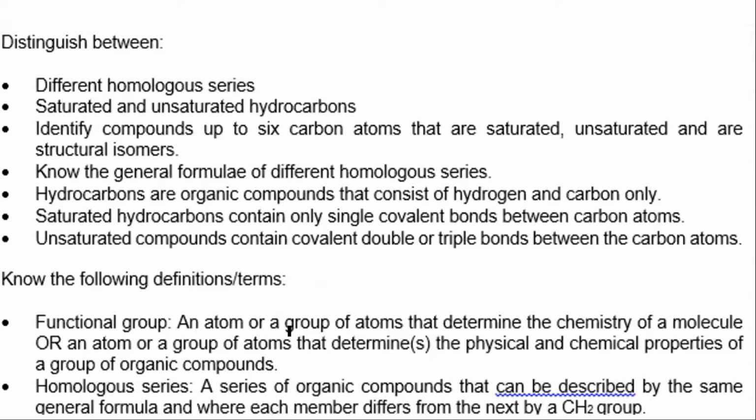Then we will distinguish between different homologous series. Then we must be able to talk about saturated as well as unsaturated hydrocarbons. We must talk about 6 carbon long organic compounds that are made up of carbon, those that are saturated and those that are unsaturated, as well as isomers, or what we refer to as structural isomers. And we must know the general formulae of different homologous series. In other words, we must know the general formula for alkanes, alkenes, alkynes, haloalkanes, aldehydes, ketones, carboxylic acids, etc.